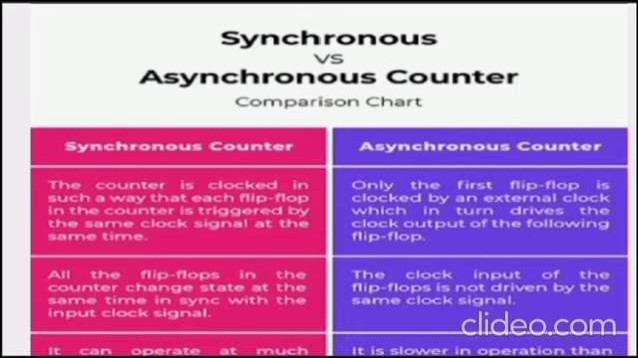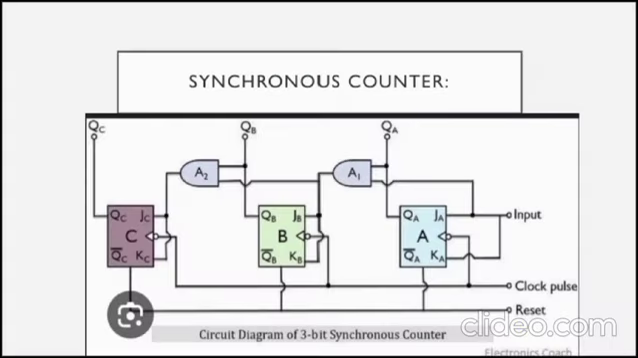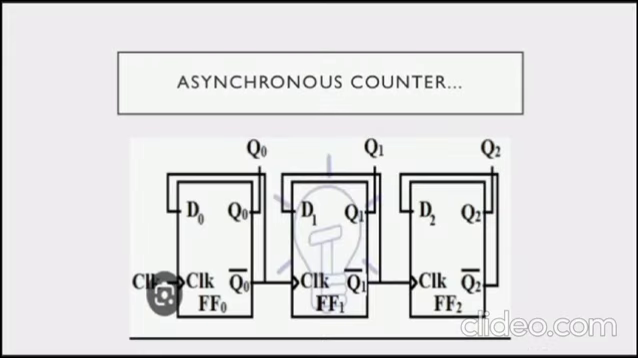The next is asynchronous counter. Only the first flip-flop is clocked by an external clock, which in turn triggers the clock input of the following flip-flop. The circuit diagram of 3-bit synchronous counter. The next picture is a synchronous counter.